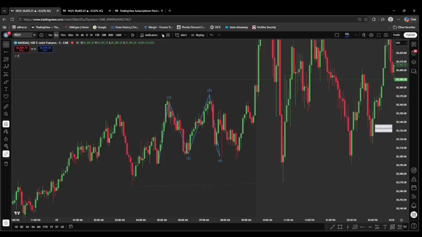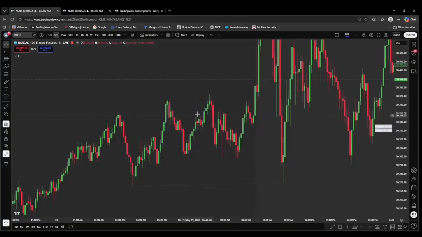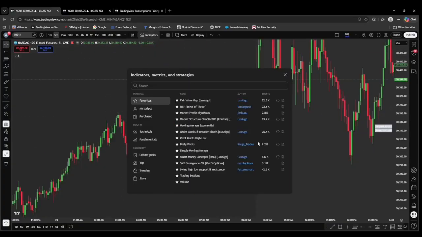Do you see up here where it says indicators? There are different indicators that you can use. I don't use many indicators. Let me remove everything. Personally, I do have things that are favorited. Pretty much everything that I like that is favorited is by Looks Algo. I use these two from my new mentor, who uses them for certain reasons.